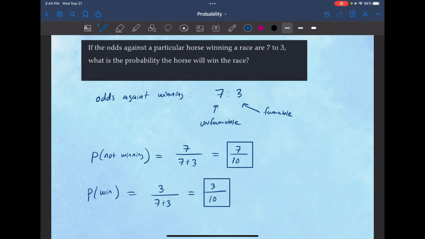Or you can use the complement like we did for the previous problem. We can think about 1 minus the probability of not winning. That gives us 1 minus 7 over 10, which is, again, 3 over 10. These are really two different ways to do it, whichever way you prefer.